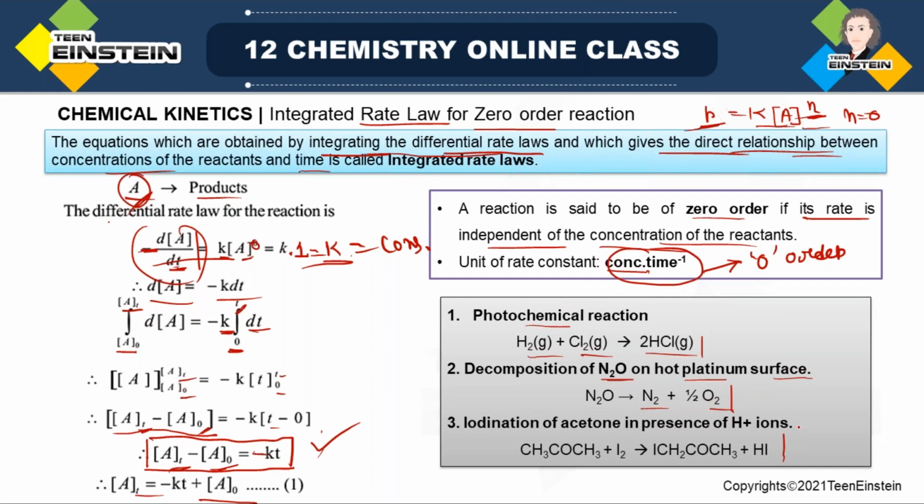It is not a single step reaction, but this is the overall equation, because whenever we give any example, we always write the overall balanced reaction. We do not write the single steps. And the third one is iodination of acetone. One of these hydrogens will be replaced by iodine, so it is now ICH2COCH3, and one of these hydrogens will react with another iodine atom. So these are the examples of zero order reaction, and all of them must be multi-step.